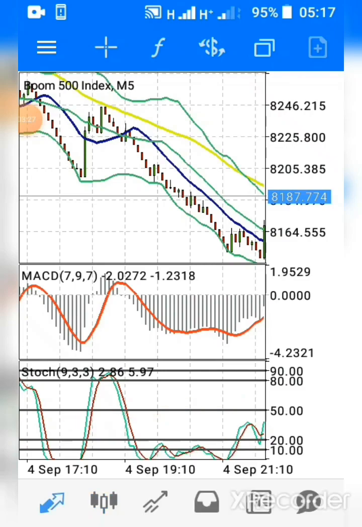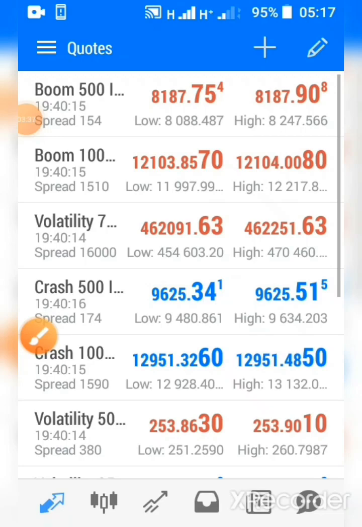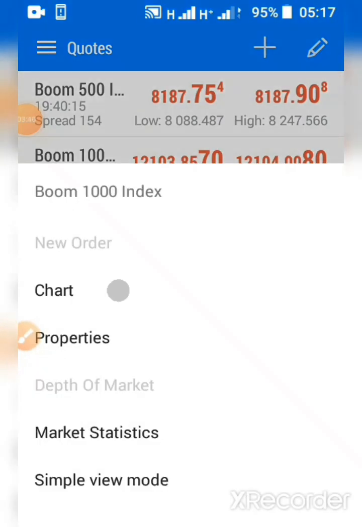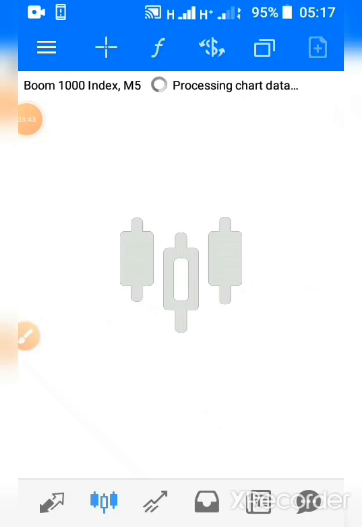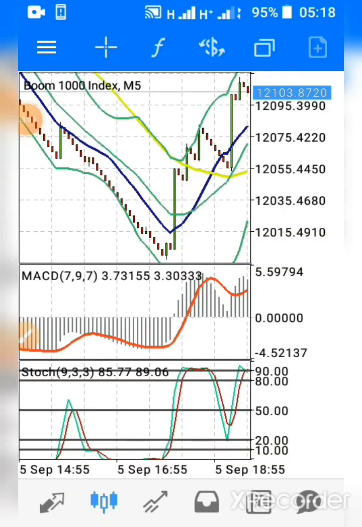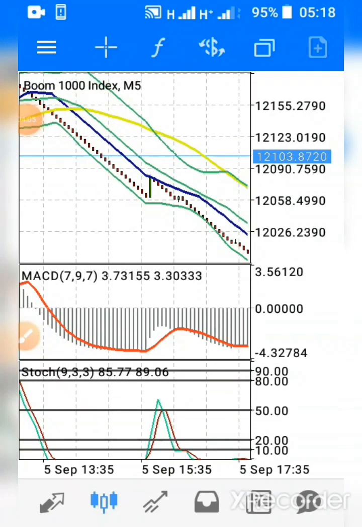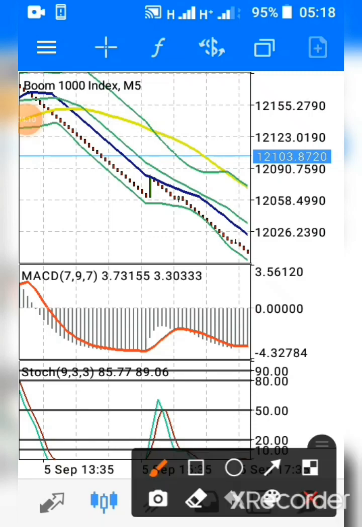Let's go to the Boom 1000. So the best times to trade are 5 to 10 Central, 8 to GMT, then 8 to 10 Central African time. So as you can see, look at how many pips were moved right there when the yellow line was above the middle green line.